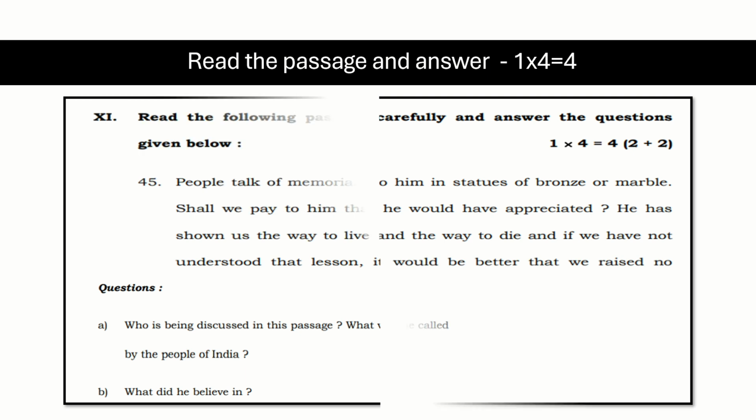And finally, we have a passage reading and answer. Read the passage and answer. You will see in question paper something like this. Read the following passage carefully and answer the questions given below. People talk of memorials to him in the statues of bronze or marble. This is one example paragraph which is taken. At the end of it, you will have 2 questions here. You will be scoring 2 marks for each question, 2 plus 2.